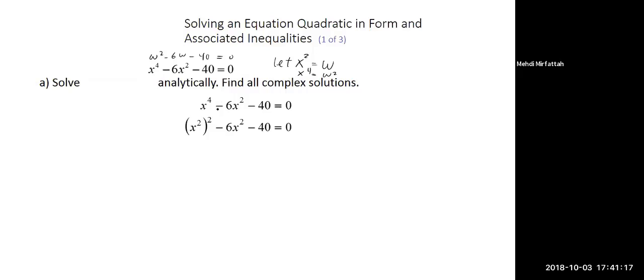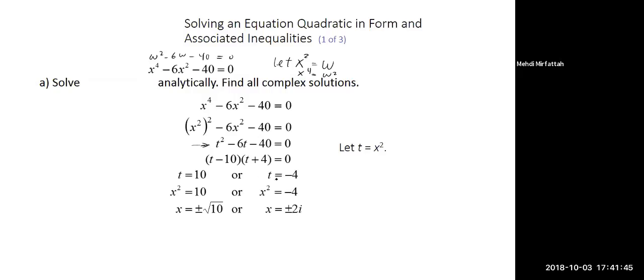Here what we really have is x to the power of 4, and x squared is what we call t. You can call it anything you want. So if you call it t, that would be t squared minus 6t minus 40 is equal to 0. We are forcing this to look like a second order equation. This is factorable, so we solve for t. t would be equal to 10 and t would be equal to negative 4.